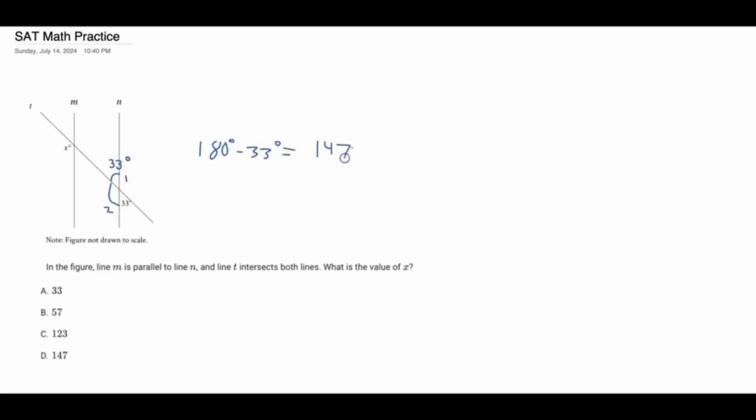And this is helpful because we have two parallel lines cut by a transversal. And so we have our corresponding angles. Angle 2 that we have here and I guess angle x here, they are corresponding angles, and so they will have the same angle measure. And so since we know angle 2 is 147 degrees, x is also going to be 147 degrees, and so our answer choice is D.